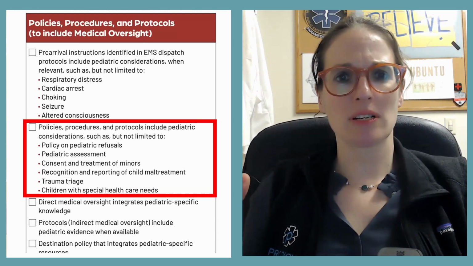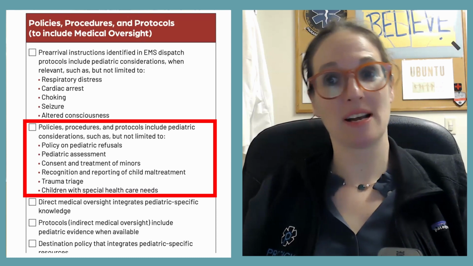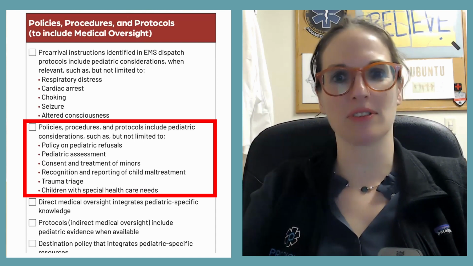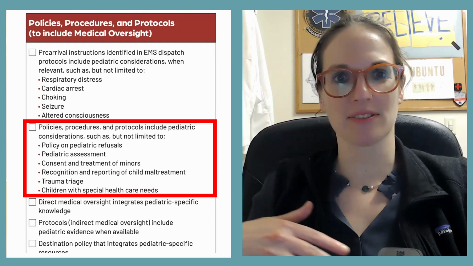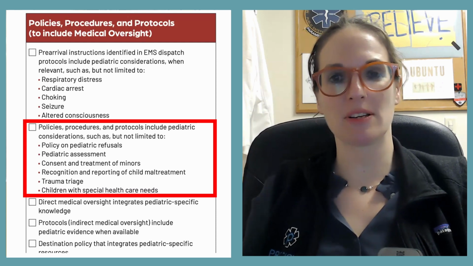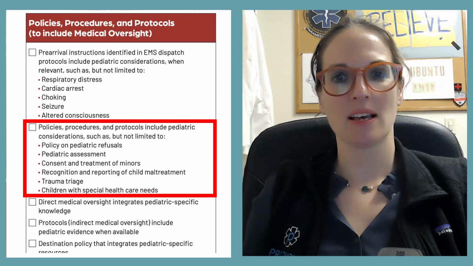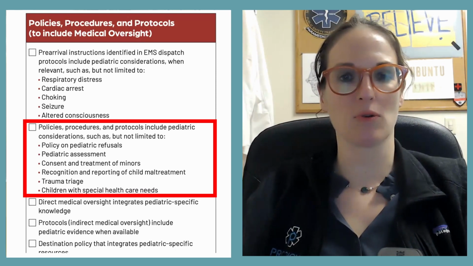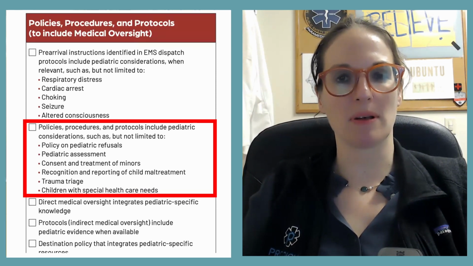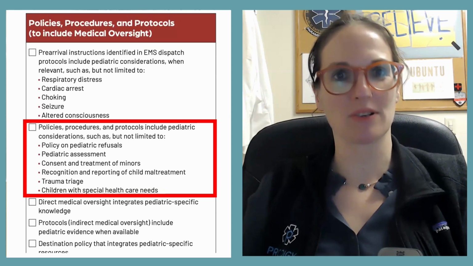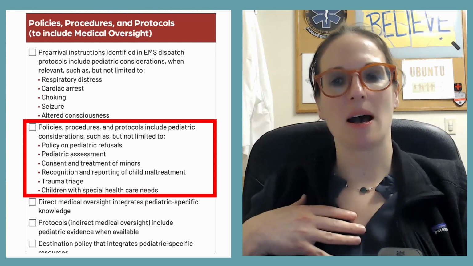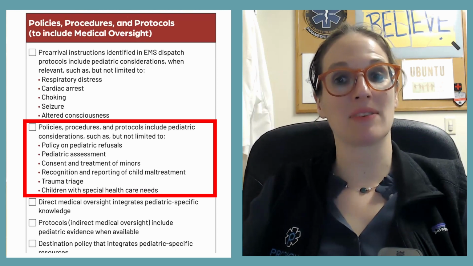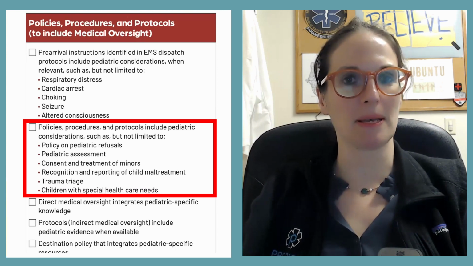So the next section is that policies, procedures, and protocols include pediatric considerations such as, but not limited to, and there's a bunch of these, like policy on pediatric refusals and pediatric assessment, consent and treatment of minors, recognition and reporting of child maltreatment, trauma triage, children with special healthcare needs. It makes sense to me that we obviously have a policy on consent and treatment of minors or reporting of suspected child maltreatment, although usually child maltreatment is a state mandatory reporting law, which takes care of that. But can you give some example of policies, procedures, or protocols that address, for example, a pediatric specific consideration for a refusal or an assessment?